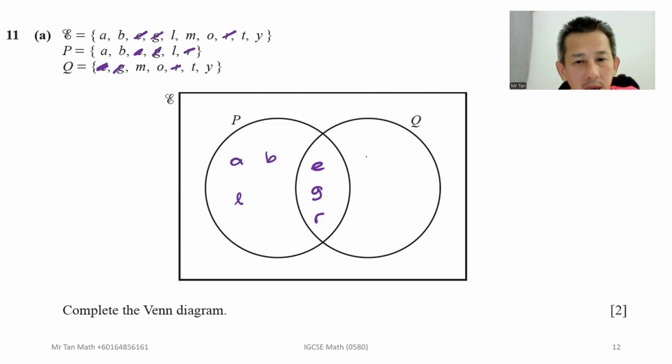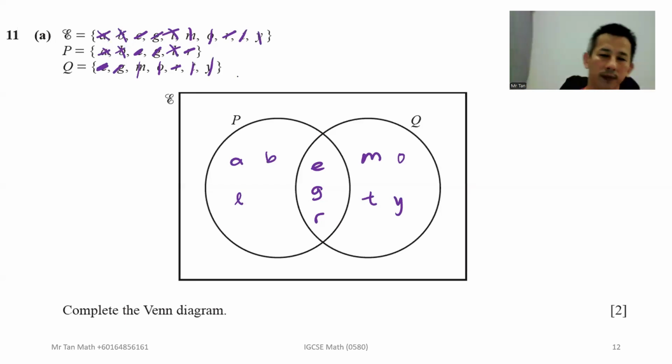For Q it is M, O, T, Y. Okay, so A, B, L, and M, O, T, Y. So everything is included. So your answer.